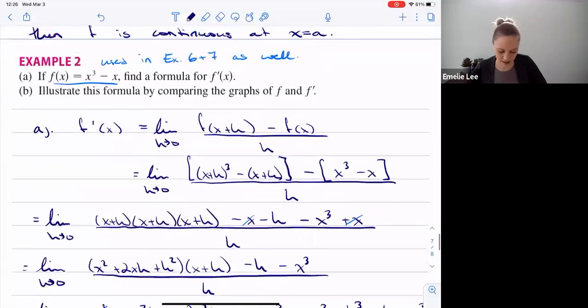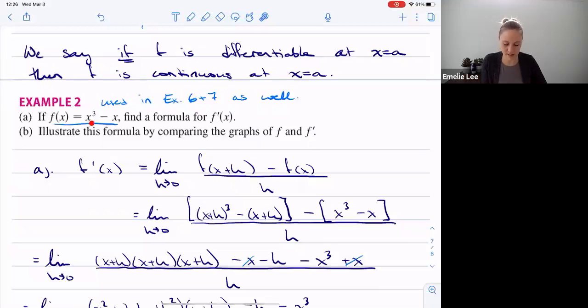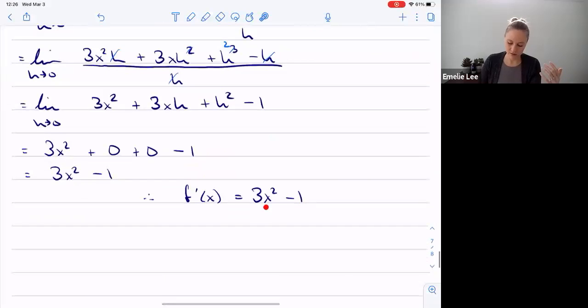Notice, like I said, we started with something x to the power of 3. So now our derivative is going to decrease the power by 1, because now we have x to the power of 2. We've got a degree 2 polynomial.